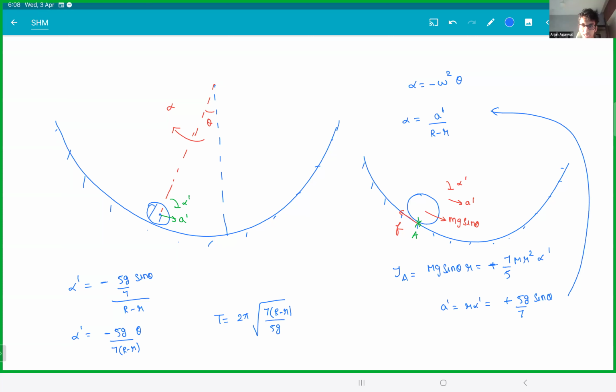Otherwise, you can just directly use the result, right? That g sine theta by 1 plus k square by r square. Yes, you could have done that too. But that's for an incline, no? Meaning if you understand that, it works. But like small theta, no? Yeah, it works.